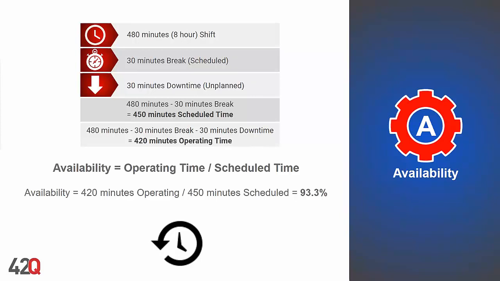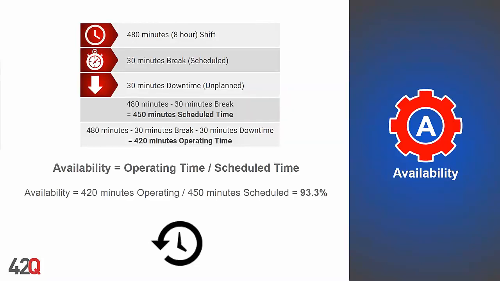So let's say an 8-hour shift, which is 480 minutes. And let's say in that 8-hour shift, we have a 30-minute scheduled break. And then we also have 30 minutes of unplanned downtime in that. So our two things that we're going to need to figure out to calculate our availability is our operating time and our scheduled time.